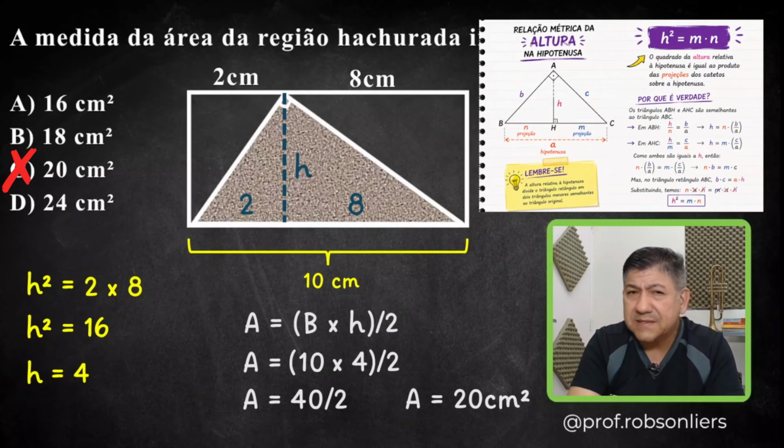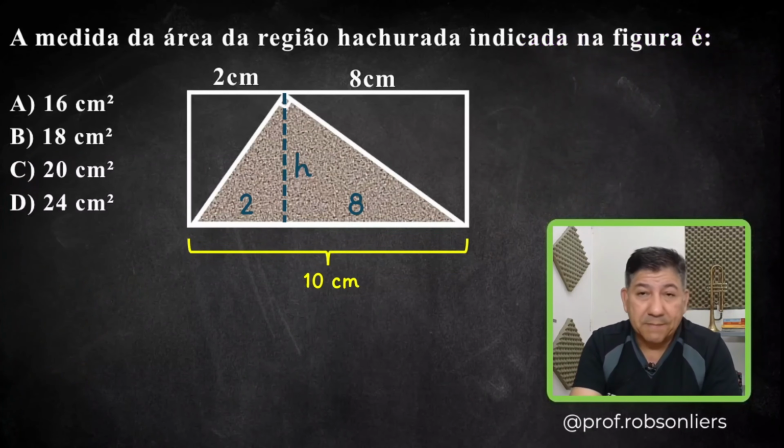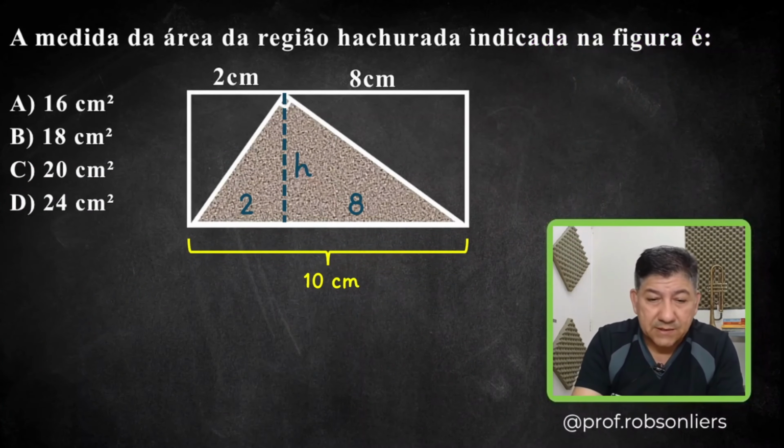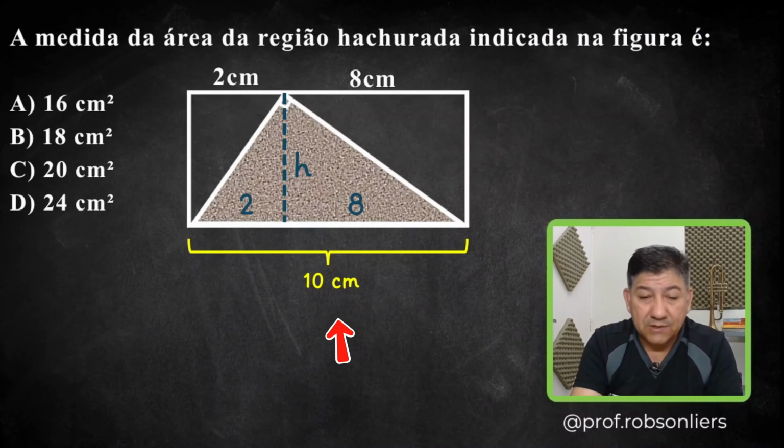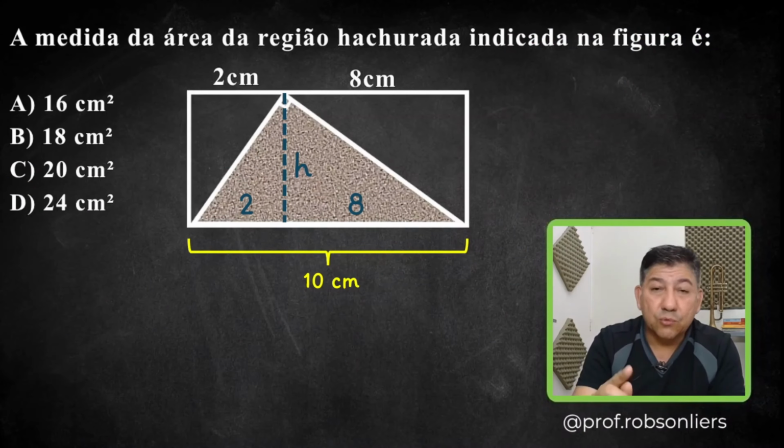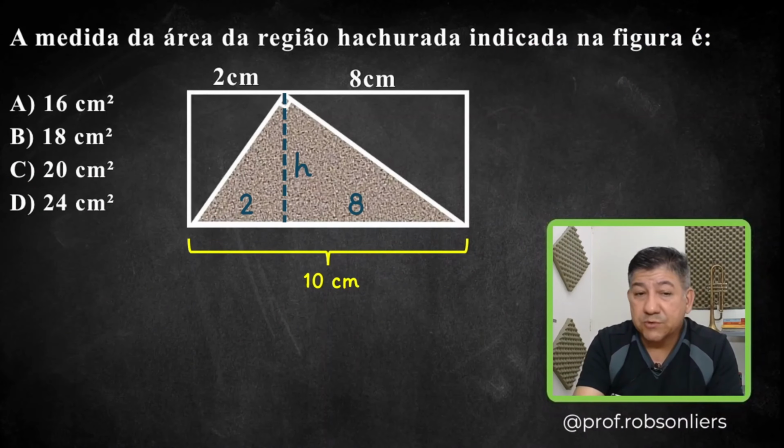It's that simple, guys. Now, is there another way to solve it? There is. There's another way using the Pythagorean theorem. I'll show you this other way step by step here too. Look, we already have the base of this rectangle here, which is equal to 10, which is the hypotenuse of this larger triangle. We have the altitude to the hypotenuse and the two projections, which are 2 centimeters and 8 centimeters.